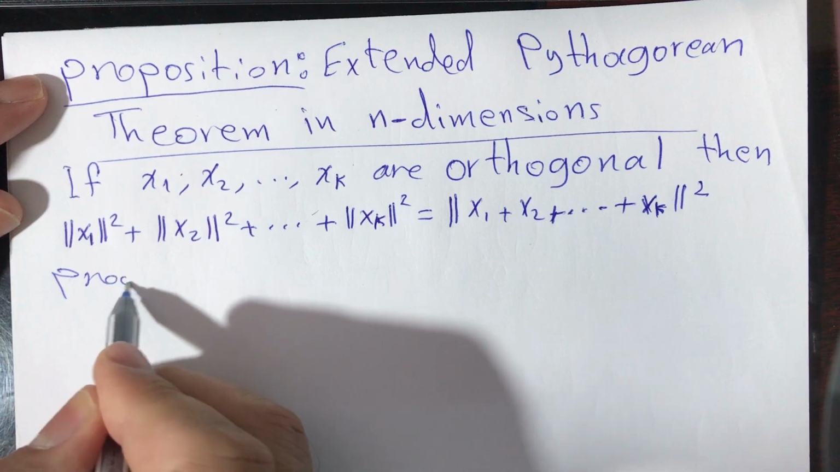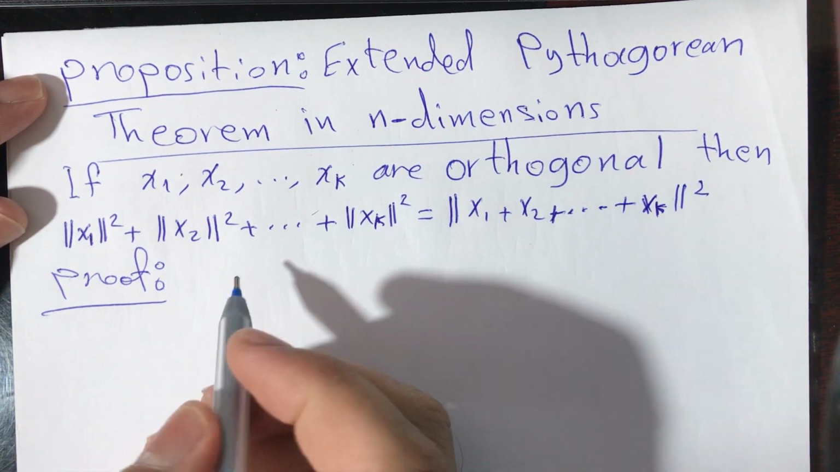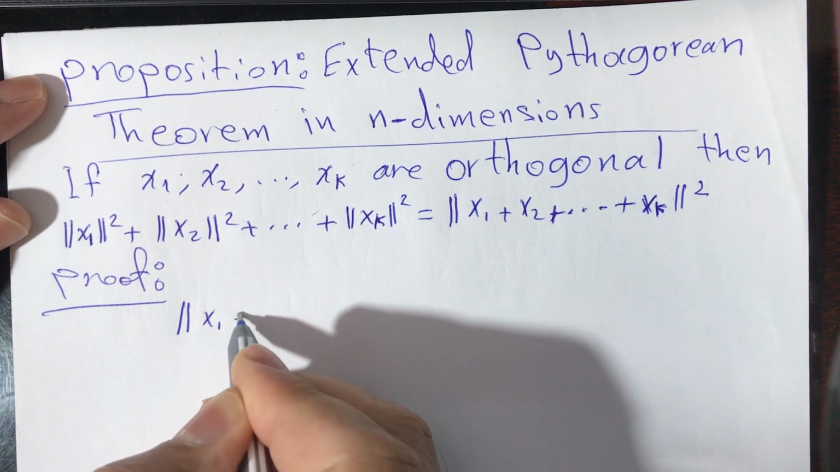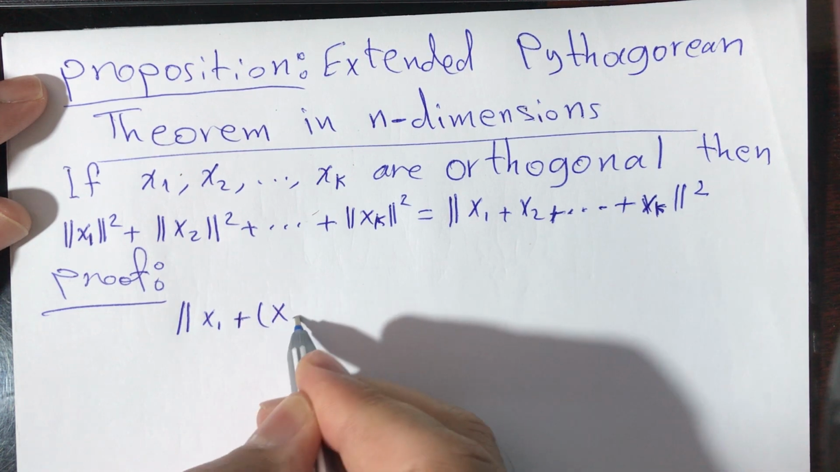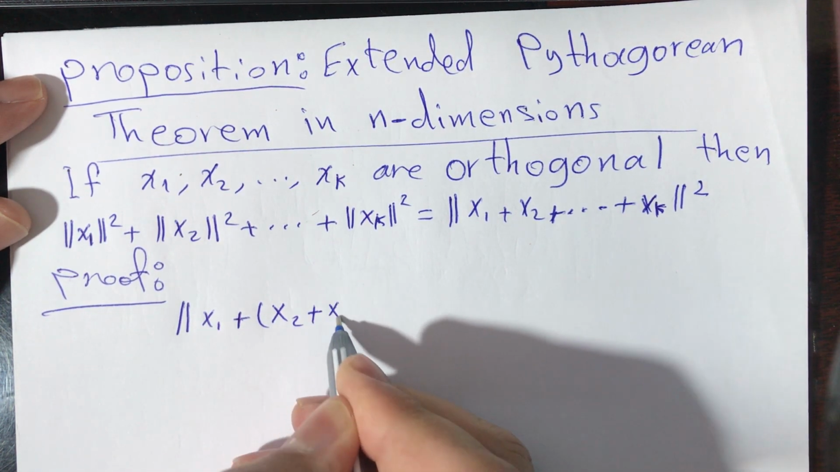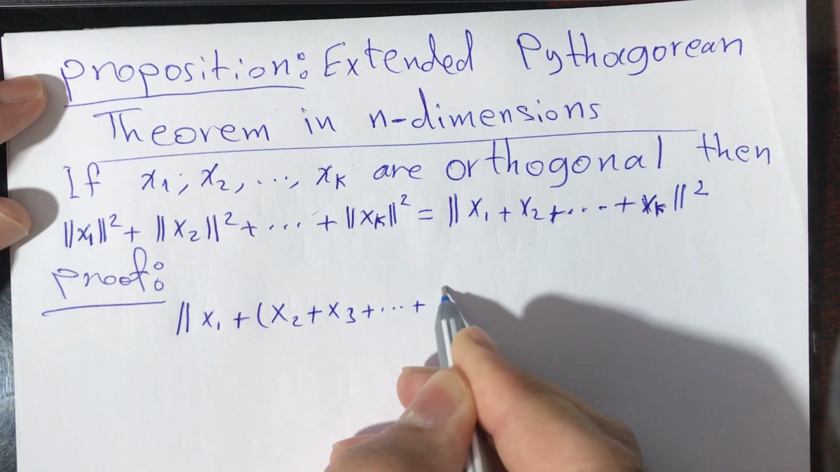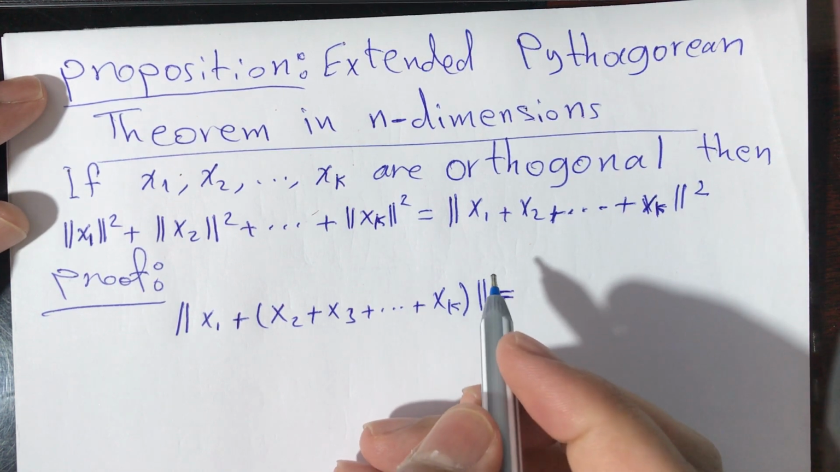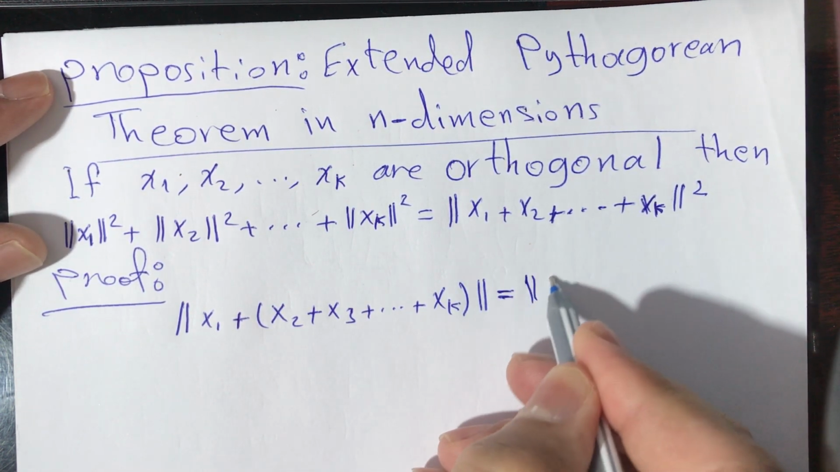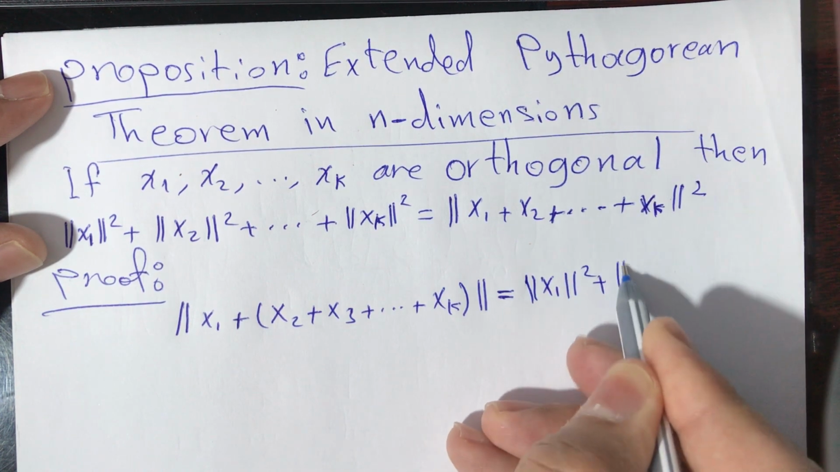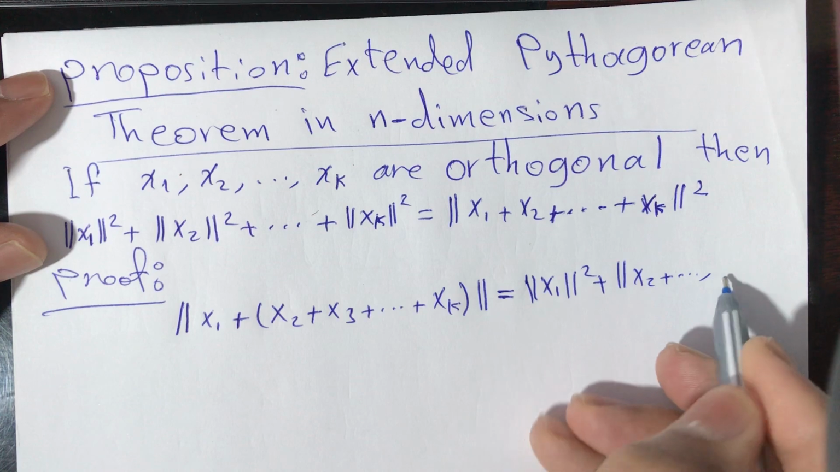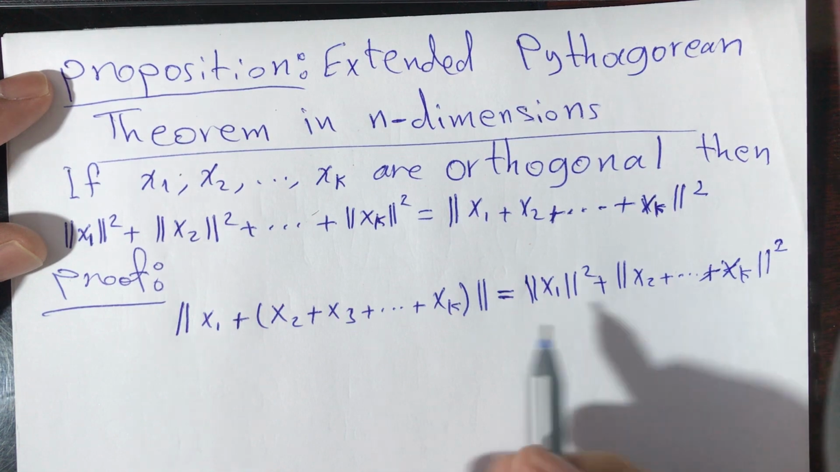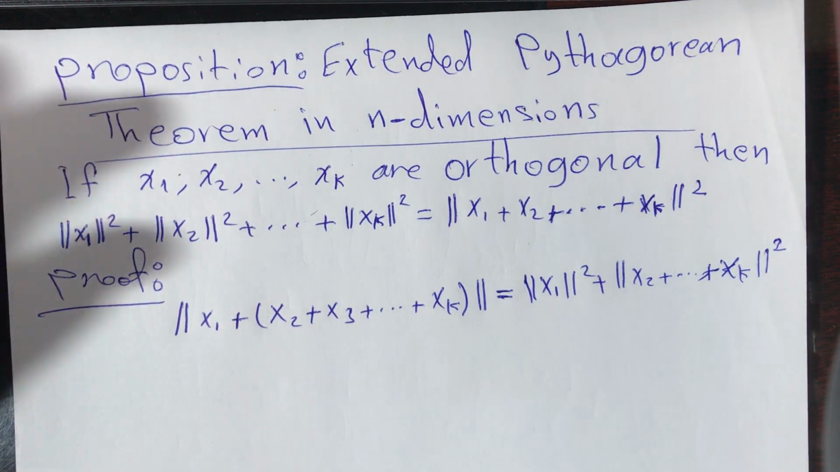Proof. x1 plus x2 plus x3 until x sub k is equal, by the Pythagorean formula, to x1 square plus x2 square until plus x sub k square, because this is by the above proposition.